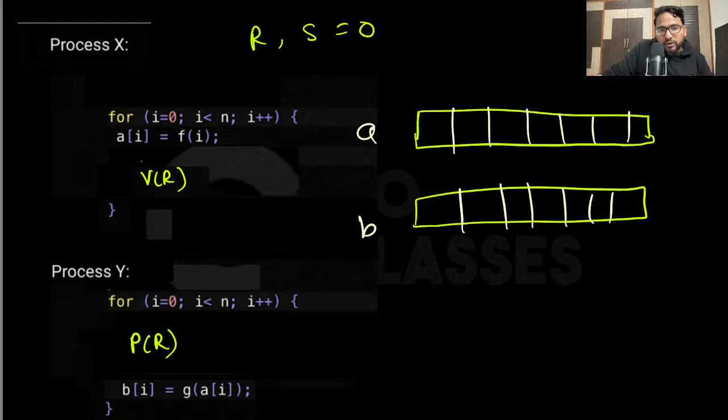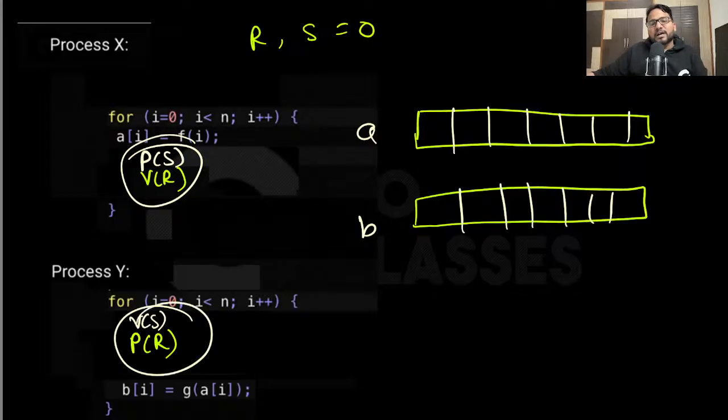So that's why you are having P of S. R and S both are initialized to 0. You are having P of S here. Now there must be a corresponding V either here or here. So where should it be? Obviously both are initialized to 0. You can't have this V of S here, otherwise it will be a problem. This is P of S, P of R. So that's why this V of S must be here. So PSVR and VSPR. So this is the answer, which is C.